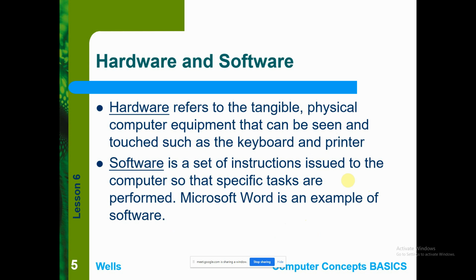And to start, let's define hardware and software. The physical aspect of a computer or of our computer equipment that can be seen and touched is your hardware. Whereas software is the set of instructions issued to the computer so that we can do our specific tasks. For example, when we type out our document, we use MS Word as our software to write, to format or edit a certain document or information, and then we print it out.